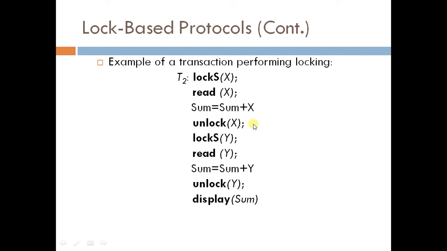Suppose you want to just sum two accounts. So what you will do, you will apply a shared lock, then you will read the value, then you will put it in sum, then you will unlock that item, then you will again apply a shared lock on Y because you want to read only. You will read the value of Y, you will add Y into sum, then you will release the lock on Y and you will display sum. So this is how a simple locking protocol works. But the simple locking protocol has a number of problems.